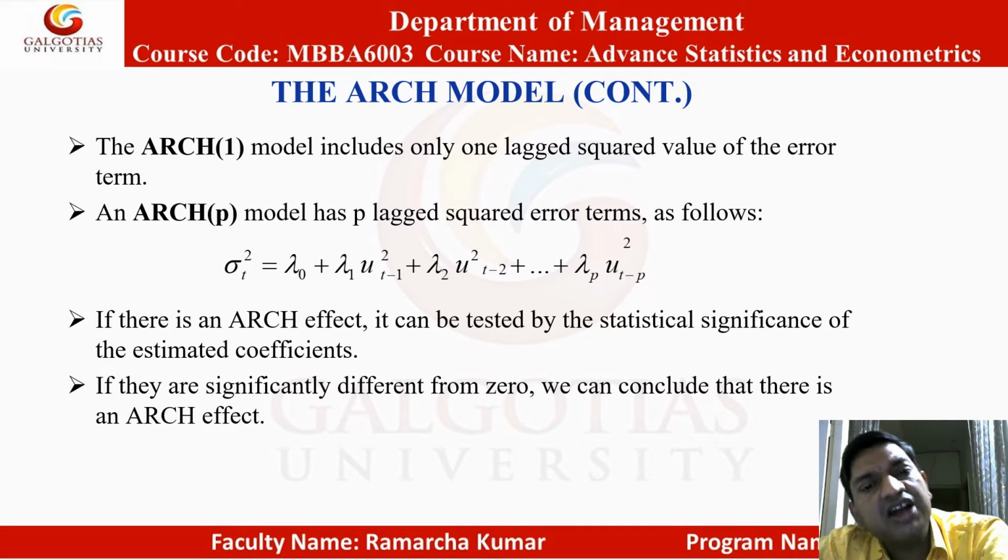If there is an ARCH effect, it can be tested by the statistical significance of the estimated coefficients. If they are significantly different from 0, we can conclude that there is an ARCH effect.